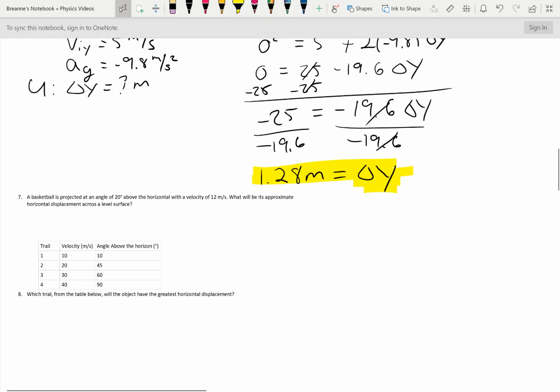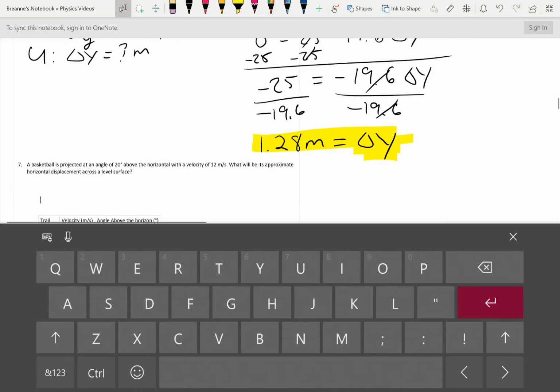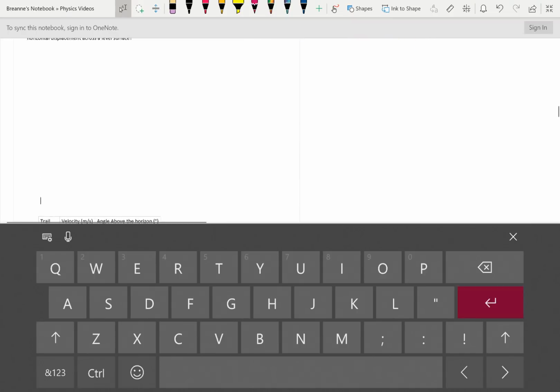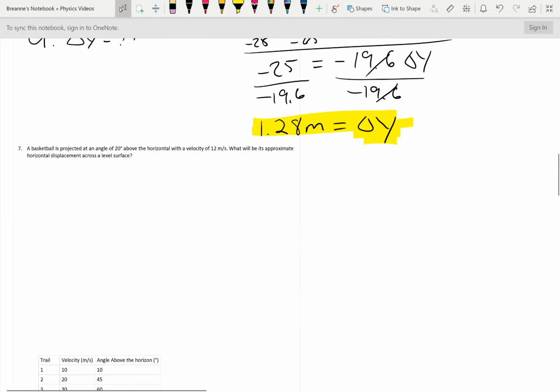So number 7. A basketball is projected at an angle of 20 degrees above the horizon with a velocity of 12 meters per second. What will be its approximate horizontal displacement across the level surface? Let's write out our givens. So we are given the angle, 20 degrees, above the horizon with a velocity of 12 meters per second.